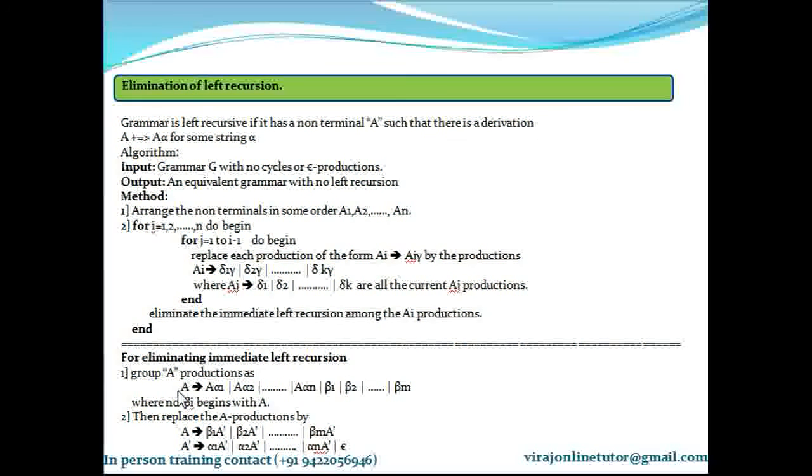There is also a category of indirect left recursion. Indirect left recursion is one in which only when you substitute productions with non-terminals containing other productions, then only you come to know whether there is a left recursion or not. So indirect left recursion you will come to know better when I explain an example. But direct left recursion is one in which you can directly see, looking at the production, that it is having left recursion.